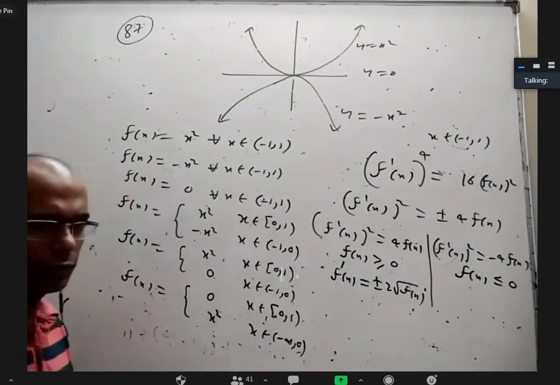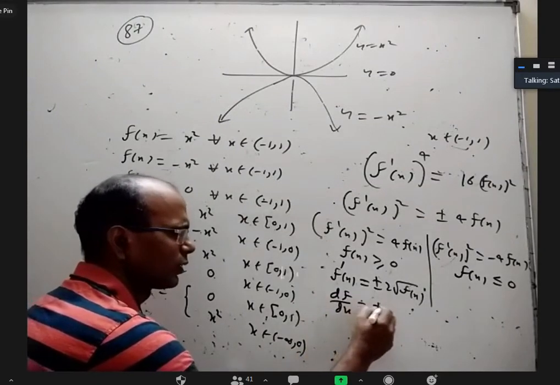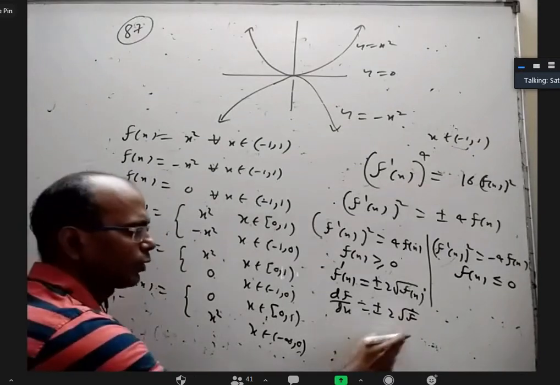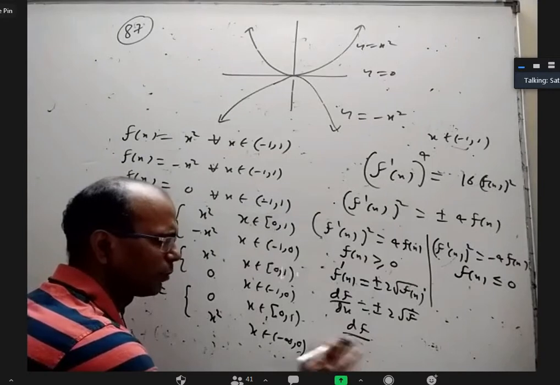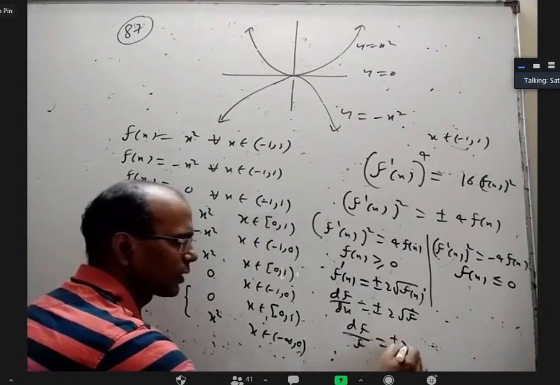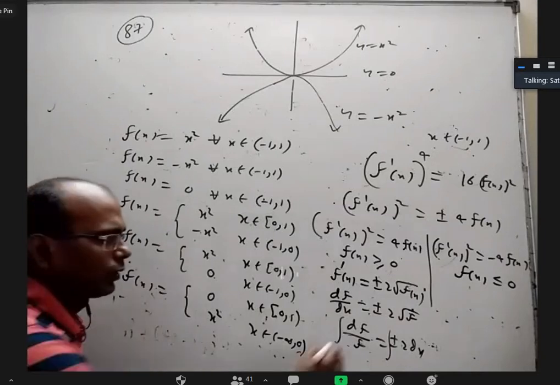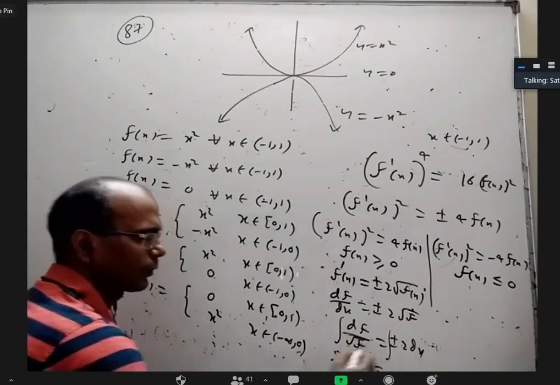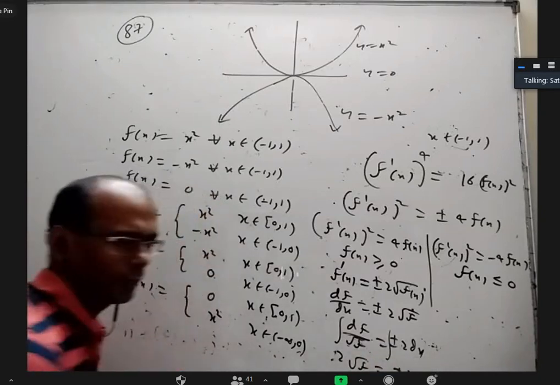I'll just try this. This is basically df by dx. This is 2 root f. I'm not writing of x. Bring root f here, dx here. df by root f is equal to plus or minus 2 dx. So when integrated, this integral is 2 root f. That integral is plus or minus 2x plus c.